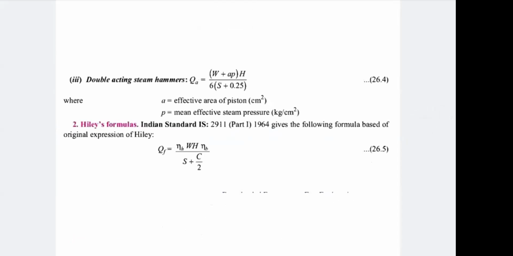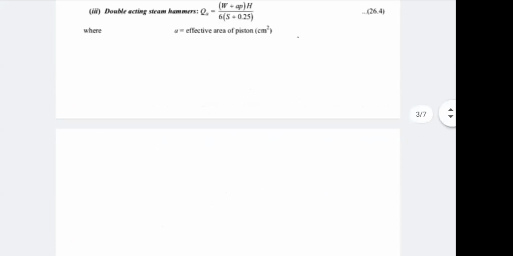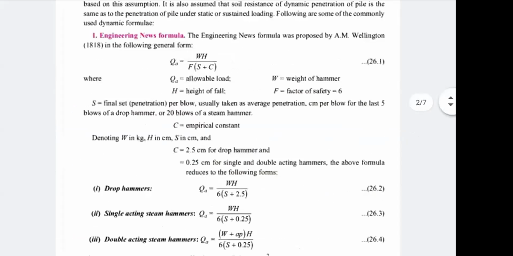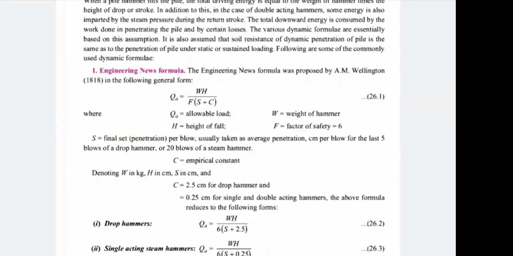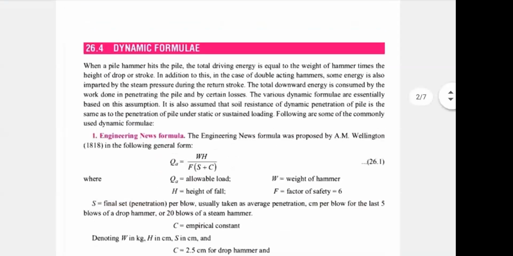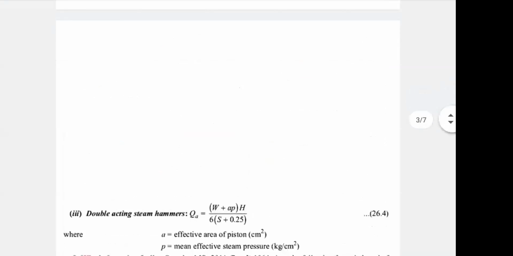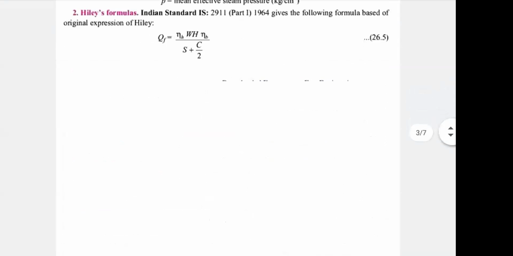Okay, now the second formula, this is nothing but your Engineering News formula. It is given by which scientist? It is proposed by A.M. Wellington, 1888. The Engineering News formula for determining the load carrying capacity of your soil under the dynamic formula. Remember the basic thing, as it is going to be asked in your multiple choice questions in any competitive exam. So the second one is the Hiley formula.